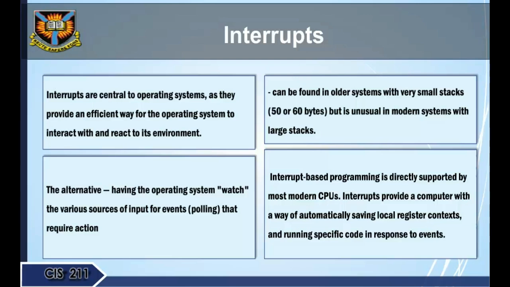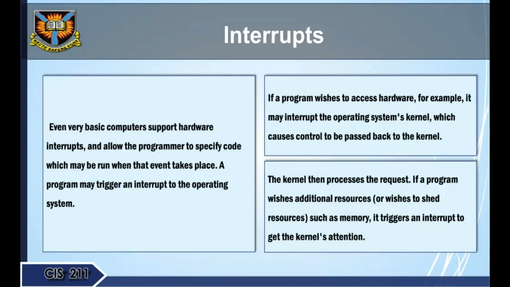Interrupt-based programming is directly supported by most modern CPUs. Interrupts provide a computer with a way of automatically saving local register context and running specific code in response to events. Even very basic computers support hardware interrupts and allow the programmer to specify code which may be run when that event takes place. A program may trigger an interrupt to the operating system.